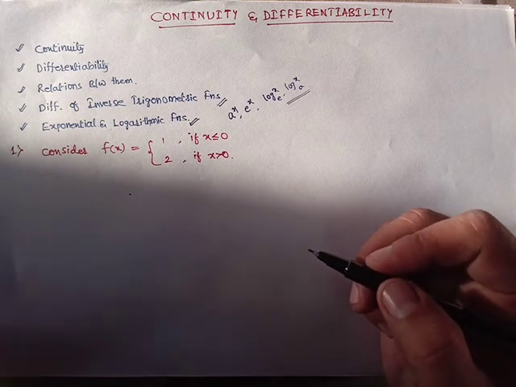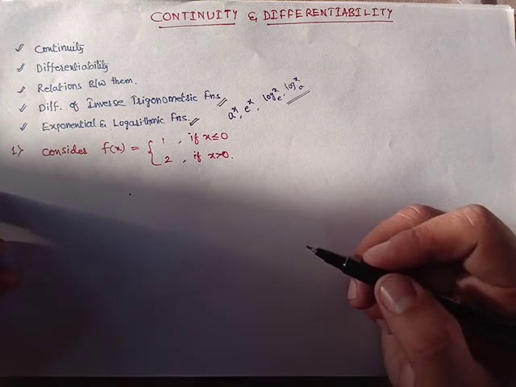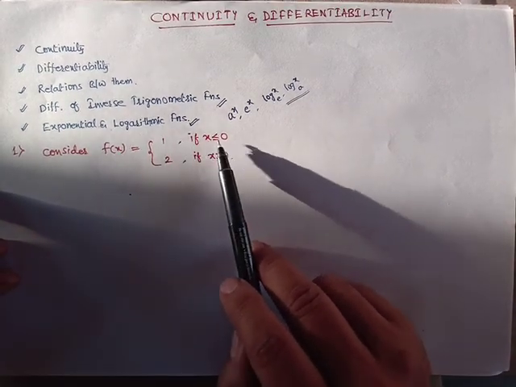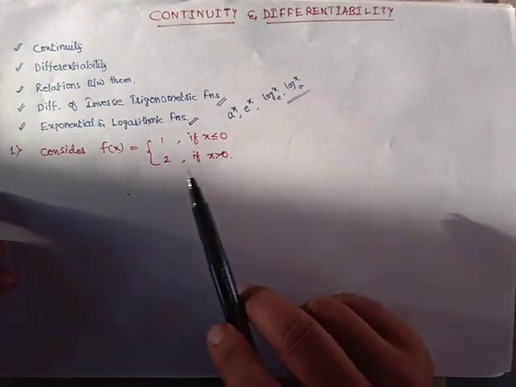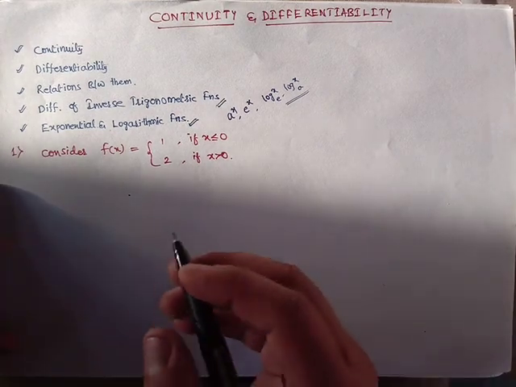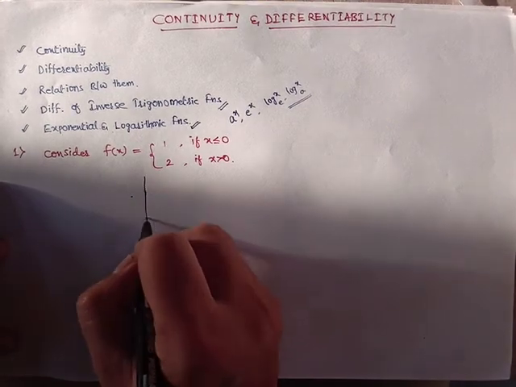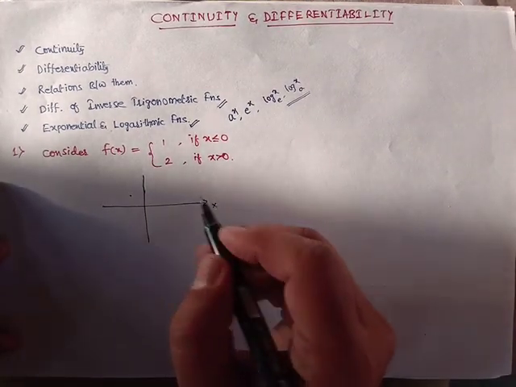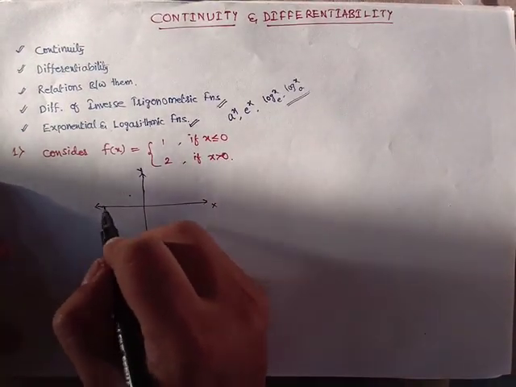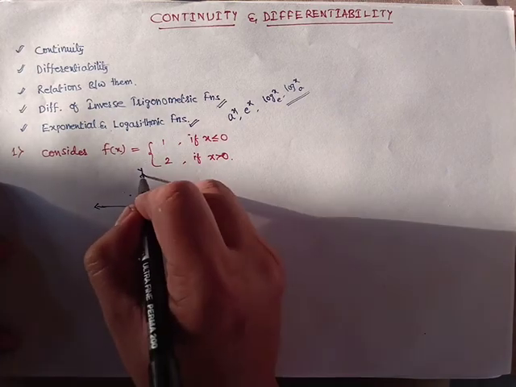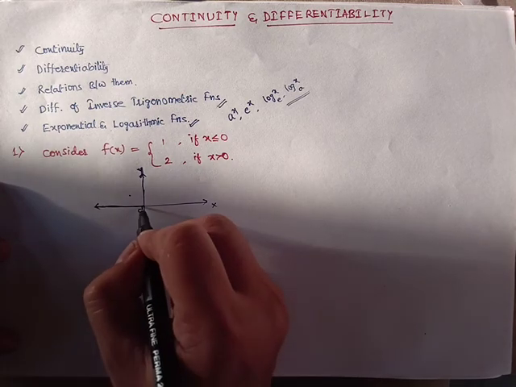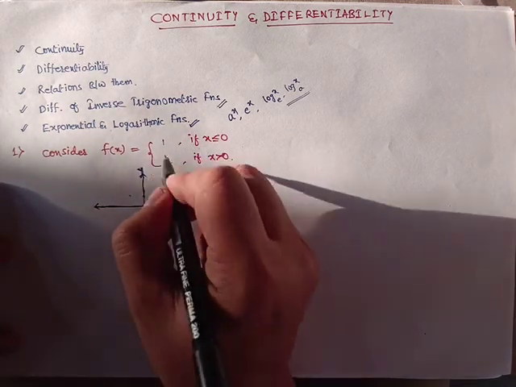Now coming to the definition and understanding of continuity, consider f(x) equals 1 if x is less than or equal to 0, 2 if x is greater than 0. We'll try to understand how the function is defined. The function is defined and the graph can be taken in this manner. So this is x and this is y. This is your x less than or equal to 0 part, and we will take up these points 1 and 2.